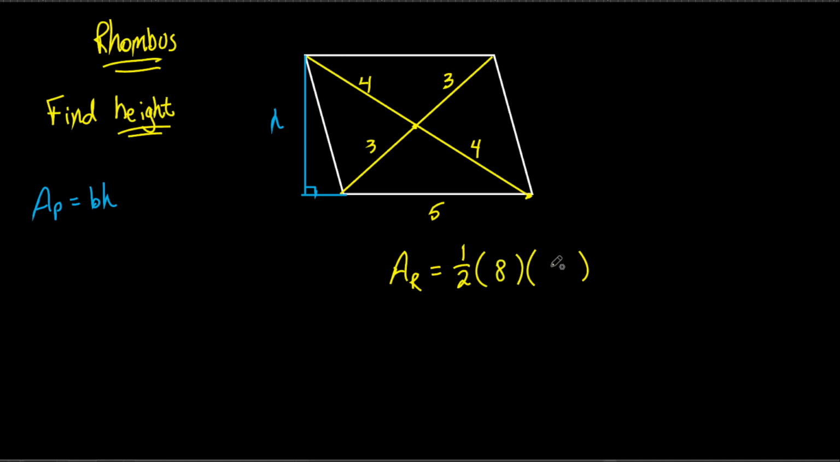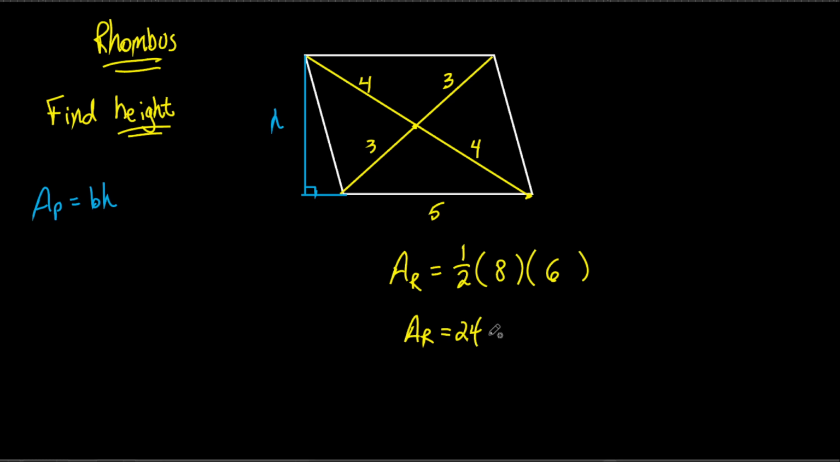8 and 6. You could do this however you want. You could go half of 8, which is 4, times 6, which is 24. Or you could go 8 times 6, which is 48, and then half of that is 24. Or you could go half of 6, which is 3, times 8 is 24. Any way you do it, you get what? 24.